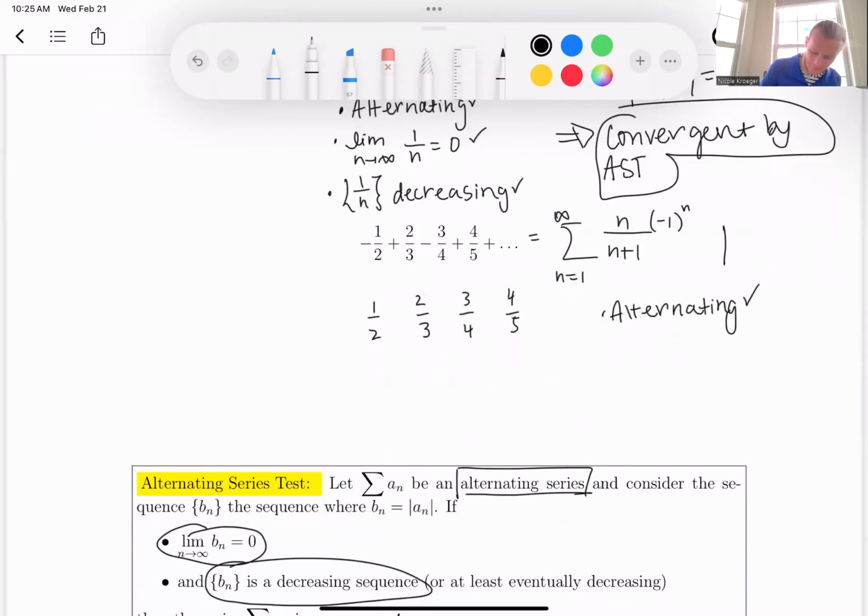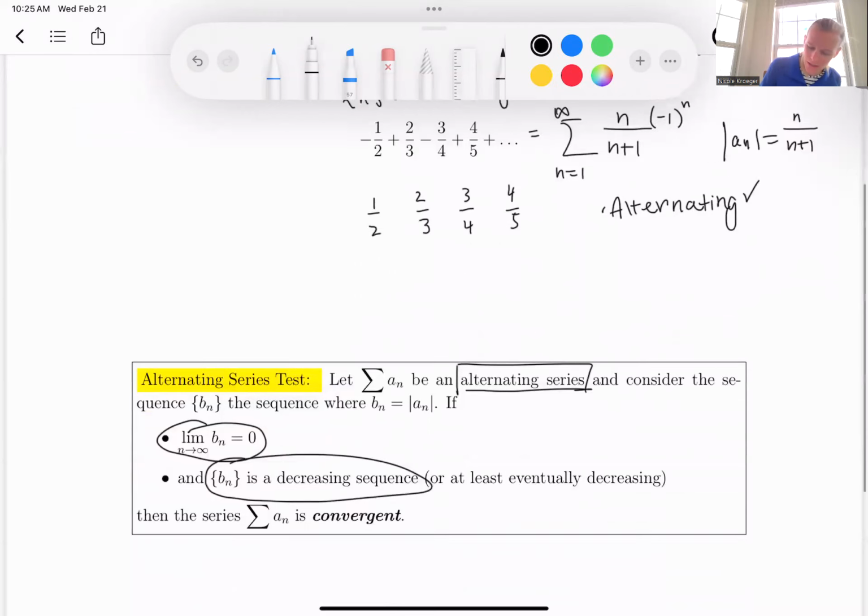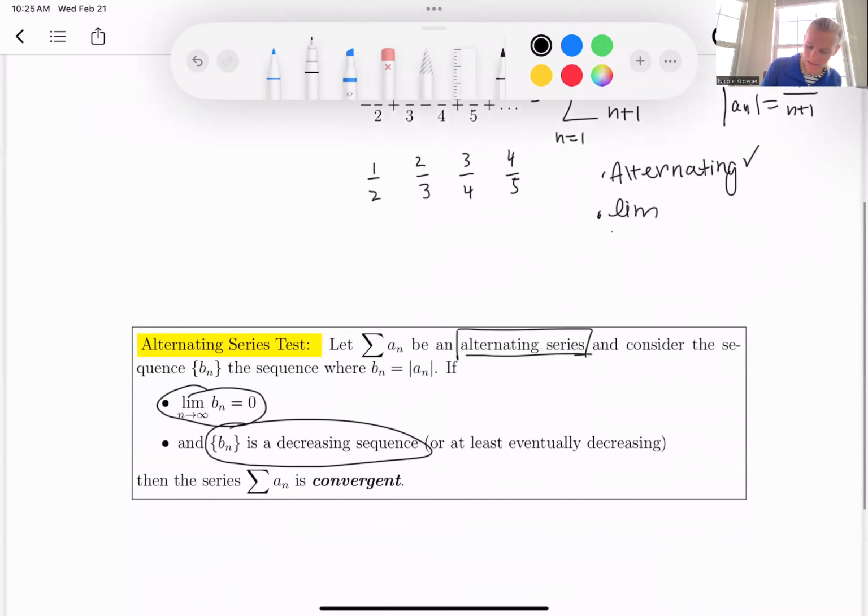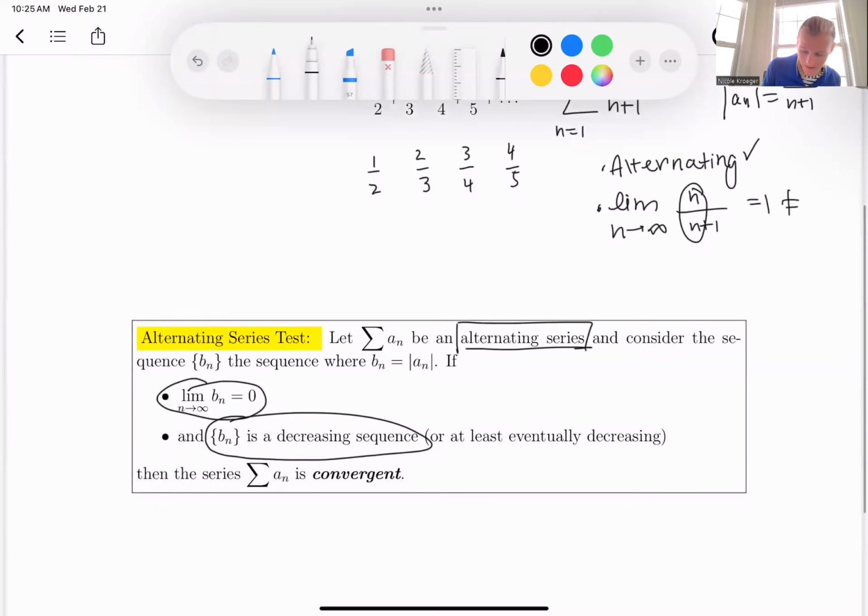Okay, if I look at the absolute values here, the sequence we get is n over n plus 1. Okay, so I can look at the limit as n approaches infinity of n over n plus 1. And uh-oh, we've got a problem. That limit is equal to 1. You could use L'Hopital's rule there, or you could look at the highest powers. That's not 0. Oh, that's sad. That means the alternating series test tells us nothing.